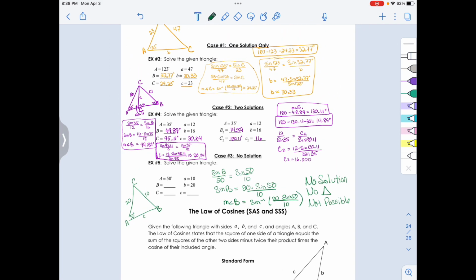Obviously, the trickiest one for this is the ambiguous case where you have to find that second triangle. So be careful, practice those. Tonight's homework has some law of sines, and it also has some mixed review in it. So make sure you try it. It's on Schoology, and I'll see you guys in class tomorrow.